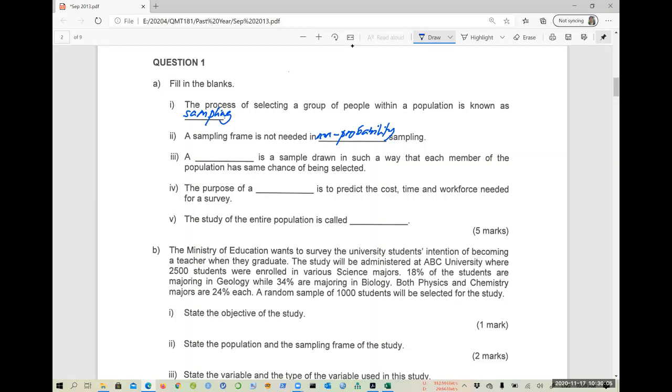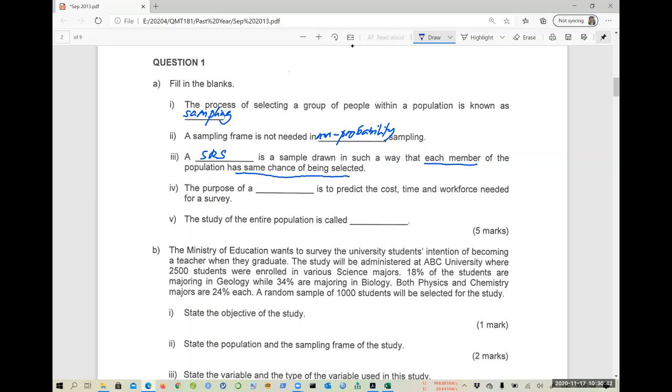Okay, the third one, a blank is a sample drawn in such a way that each member of the population has the same chance of being selected. So the keywords here are each member has the same chance of being selected. So that is the keywords. So these are the keywords for a simple random sampling. Okay, SRS. Okay, for simple random sampling.